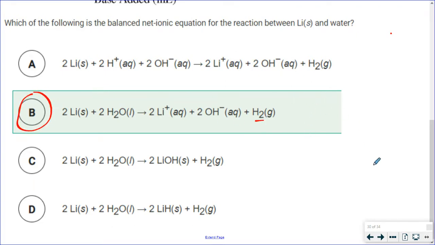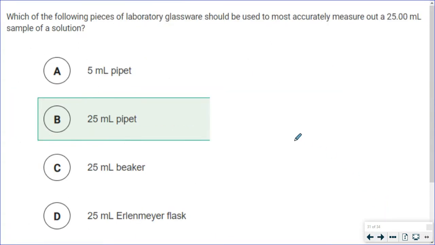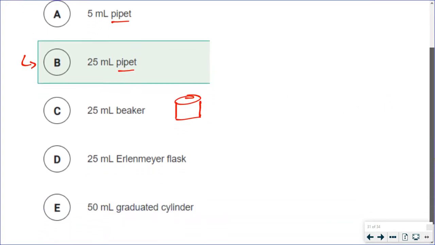You probably wouldn't have a question like that on this year's test. Which of the following pieces of labware should be used to most accurately measure out 25 milliliters? You might have a question like this on the test. Pipettes are for measuring really small volumes, so B is your correct answer. It's the best at measuring that. You would not want to use a beaker. We never use beakers to measure volumes. We use beakers to collect volumes, so you dump them in after they're measured.